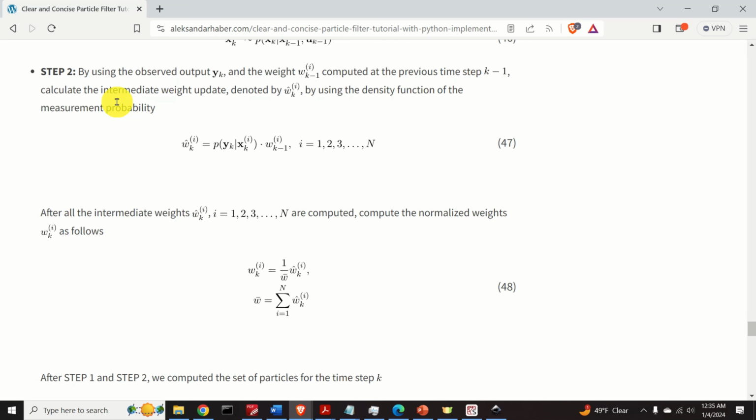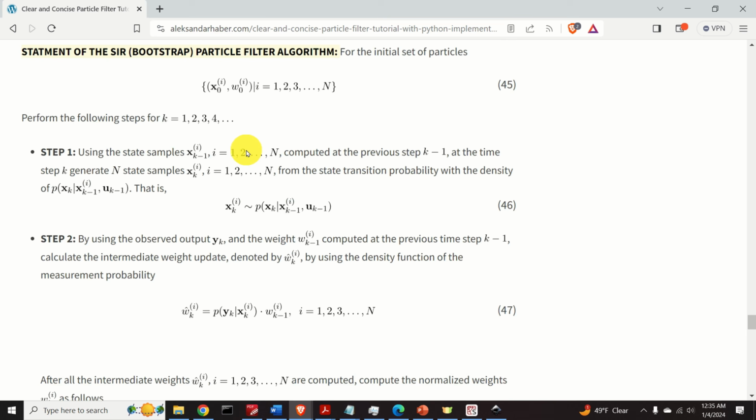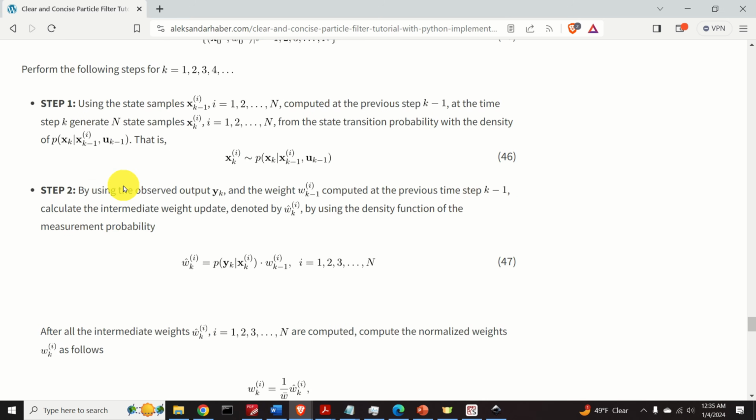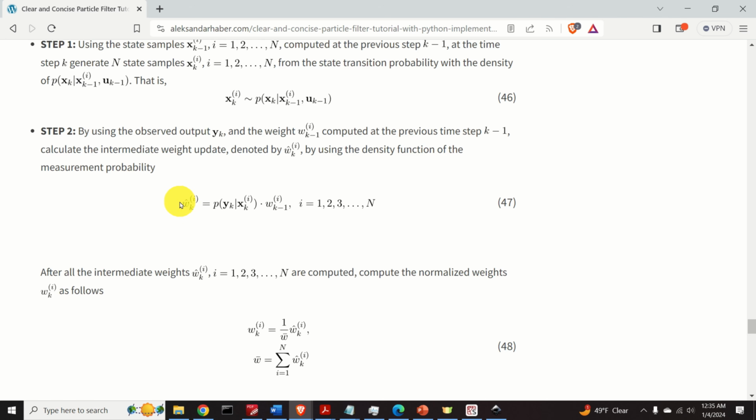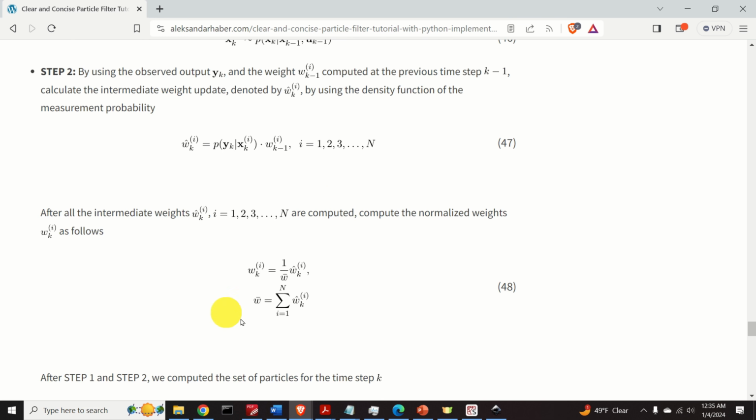Simple as that. In step 2 of the algorithm, we first compute intermediate, or not normalized, weights given by this equation. To do that, we use the weights from the previous time step and the value of the measurement density that is computed for the current output measurement y k and the state sample x k with index i. This state sample is actually generated in step 1 of the algorithm. After we compute all the intermediate weights, we simply normalize them to compute the weights w k with the index i.